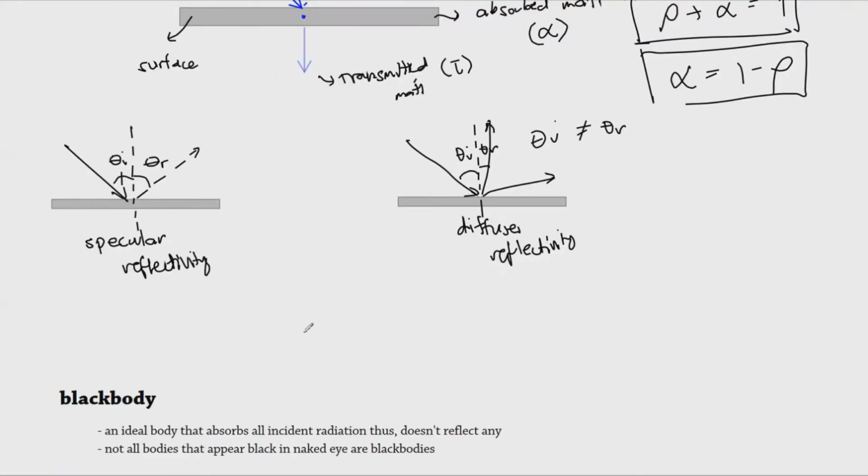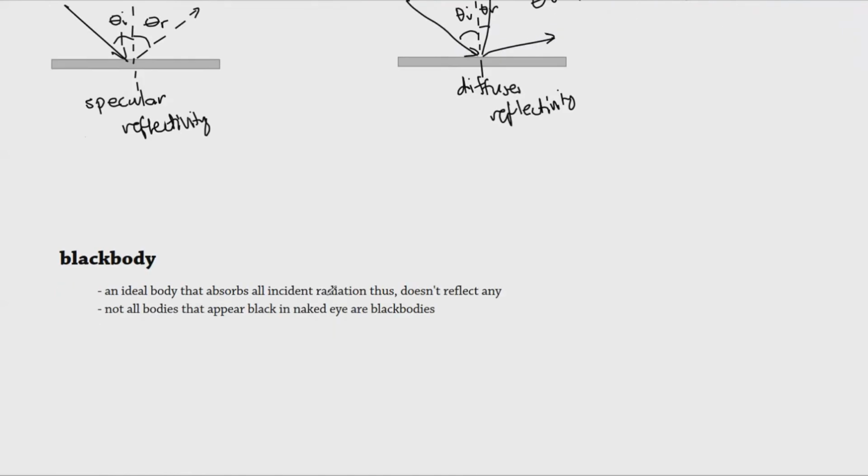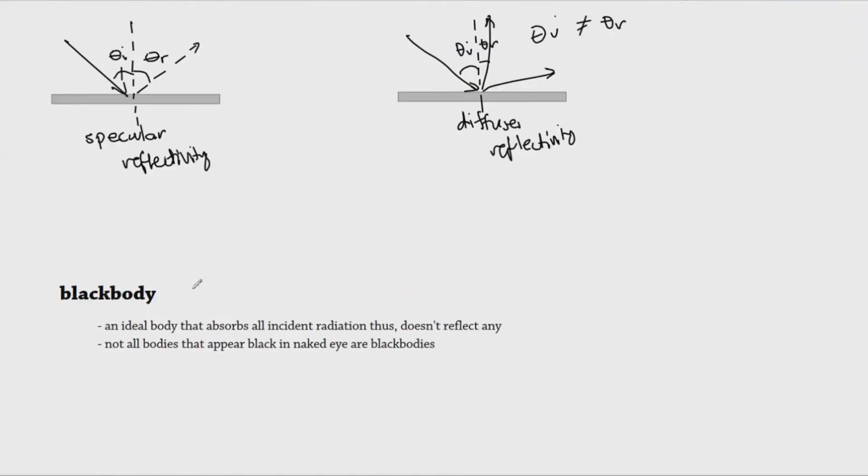So that's all for our properties, and let's talk about this black body. Now, a black body is actually an ideal body, so it doesn't really exist. It is something that absorbs all incident radiation, thus doesn't reflect any. So if you can think of an object that would absorb all these rays, we could say that that's a black body. Well, assuming that all of the rays will be, of course, absorbed.